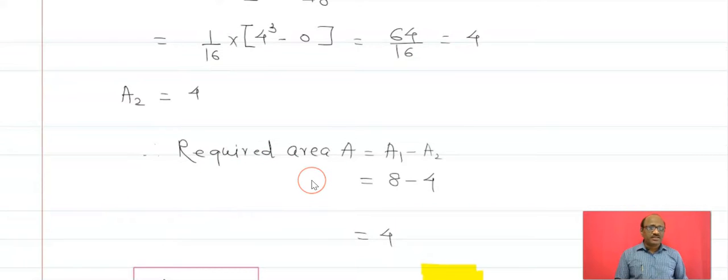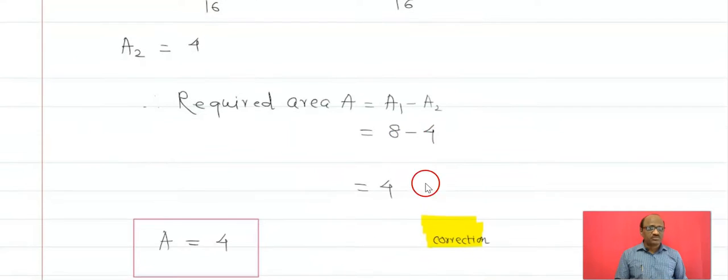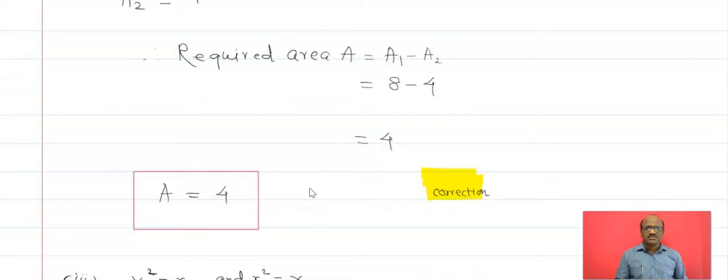Therefore the required area equals A1 minus A2, that is 8 minus 4, that is equals to 4. Now this is my answer. There is a correction in the textbook, but this is my answer. That is the required area, A equals 4. If you agree, then understand this.